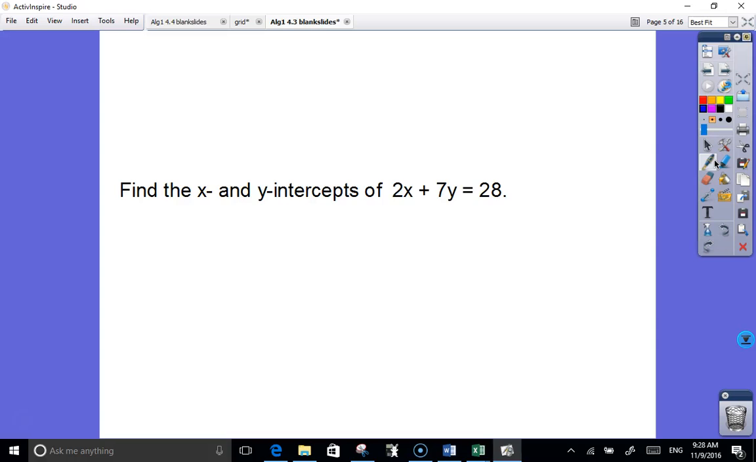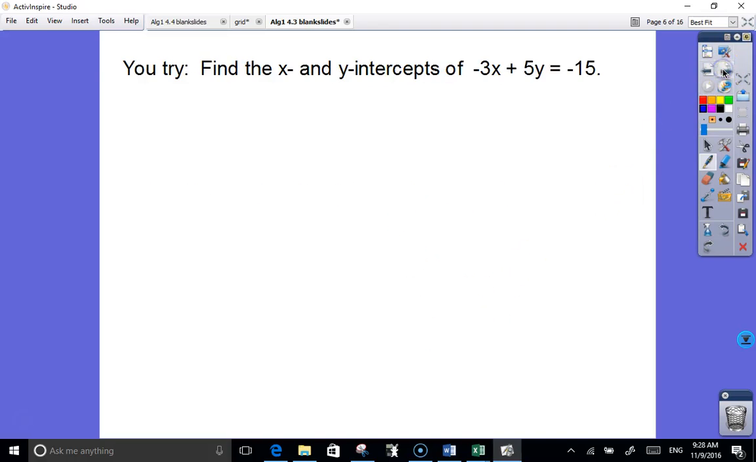So, x-intercept: 2x equals 28, so x equals 14. Y-intercept: 7y equals 28, y equals 4. So find x and y intercepts by substituting 0 for the other variable. Now it's your turn. Try to find the x and y intercepts of that one.